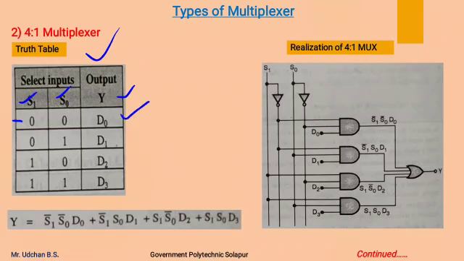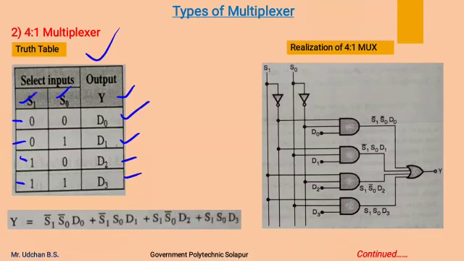When S1 and S0 are 0 1, it will select the D1 line, so we will get the output from the D1 line. For 1 0, it will select the D2 line, we will get the output of the D2 line, and for 1 1, it will select the D3 line, and we will get the D3 output over the output line.